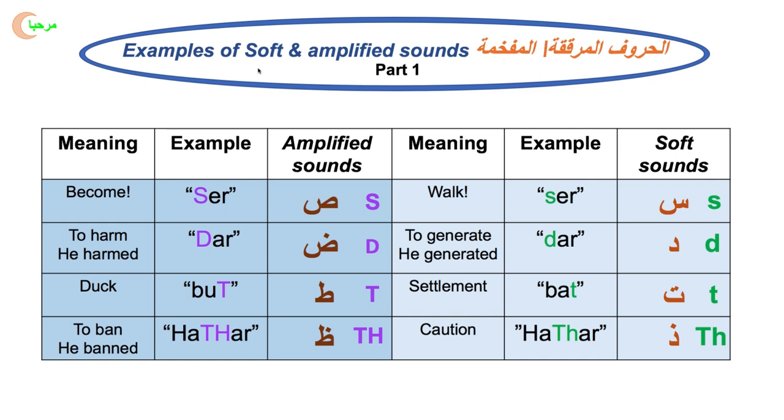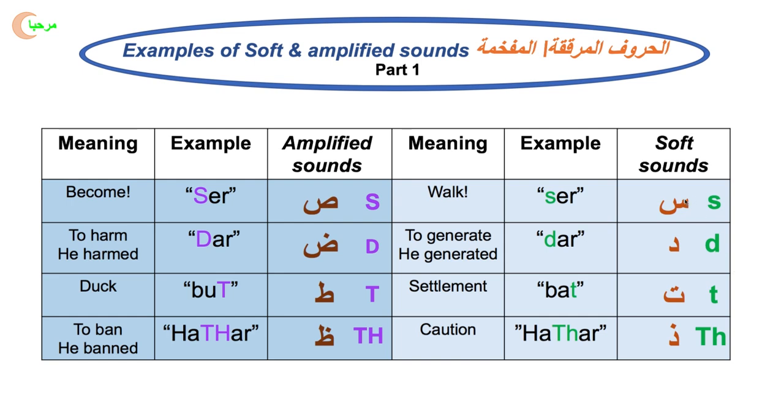So the S in Sue is what we call soft sound. The S in soft is what we call amplified sound. So the S in soft is not soft. Now that you understand what we mean by soft and amplified sounds, let's look at the Arabic alphabet.